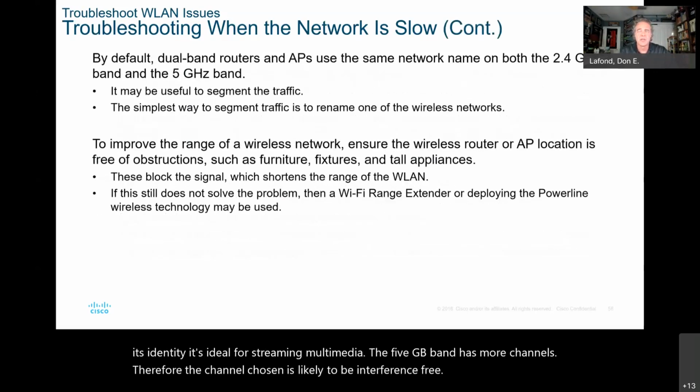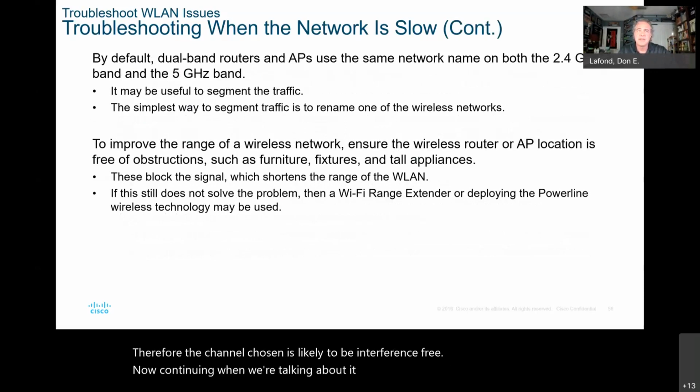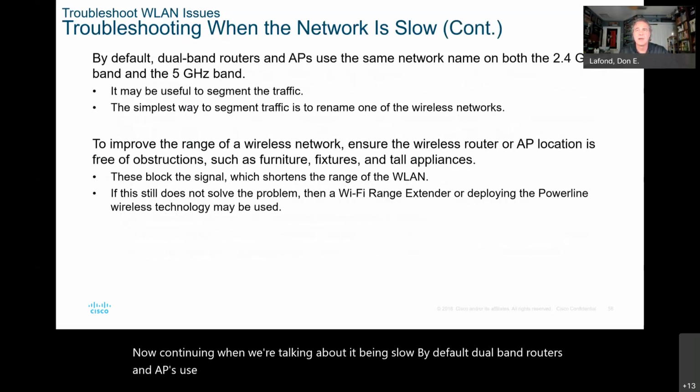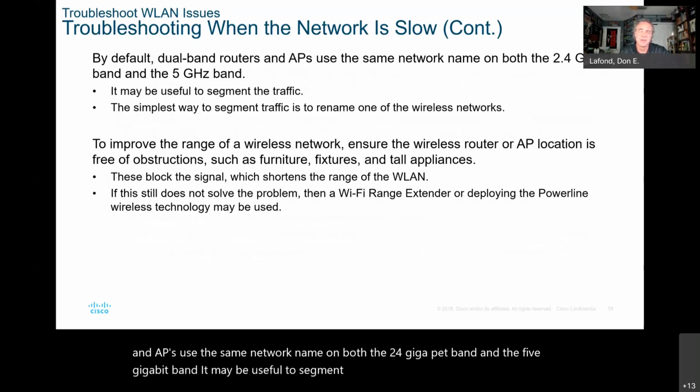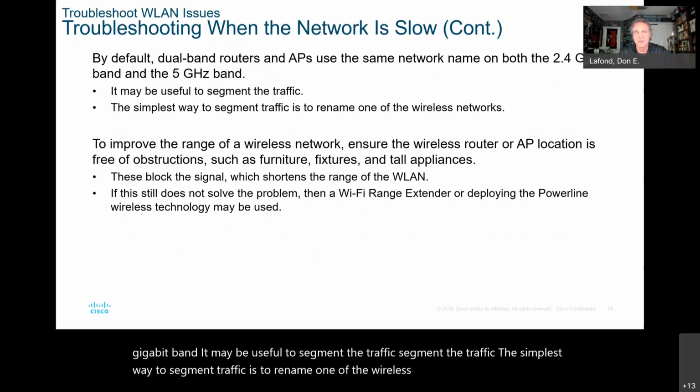Now, continuing when we're talking about it being slow, by default, dual band routers and APs use the same network name on both the 2.4 gigahertz band and the 5 gigahertz band. It may be useful to segment the traffic. The simplest way to segment traffic is to rename one of the wireless networks.